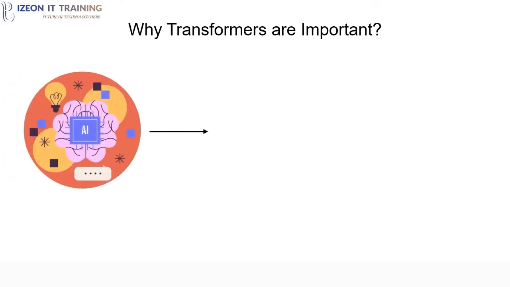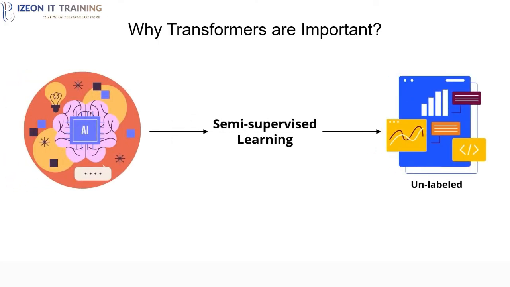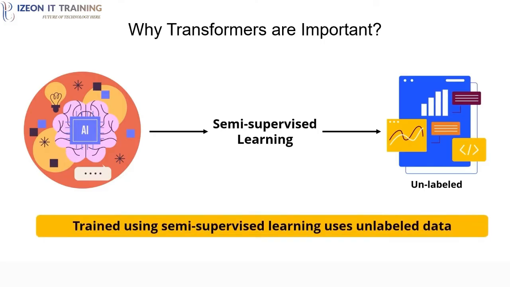Now, moving forward, let's discuss why transformers are important. Transformers are vital because they utilize semi-supervised learning. They are trained on massive unlabeled datasets, enabling them to generalize across a wide range of tasks. Unlike older models, transformers don't need to process data sequentially. Their attention mechanism allows them to focus on the most relevant context, which significantly speeds up training.